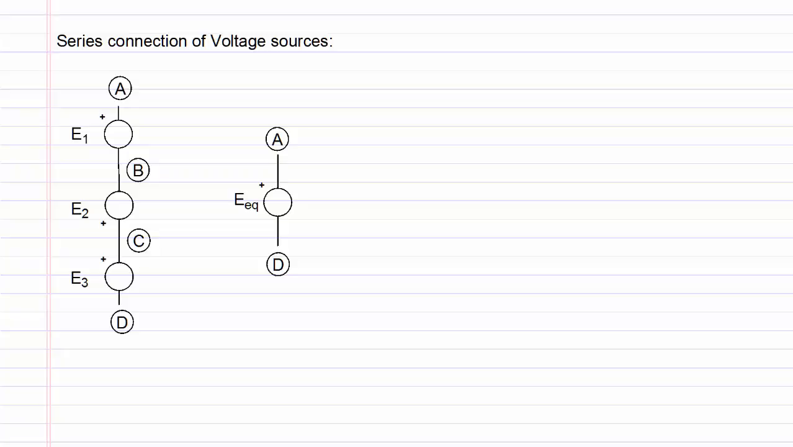For the circuit on the left, as we move from node D to C to B, and finally end up at A, we will have a voltage rise of E3, which we will write with a positive sign as we move from D to C. Then we will have a voltage drop of E2, which we will show with a negative sign as we move from C to B. And finally, another voltage rise of E1 as we move from B to A.